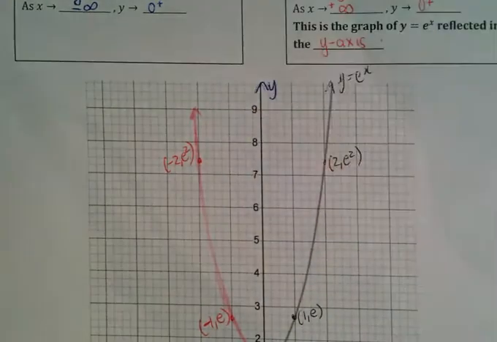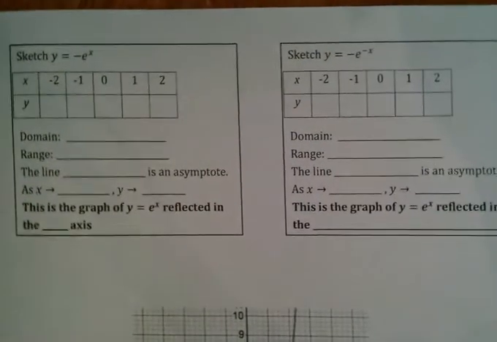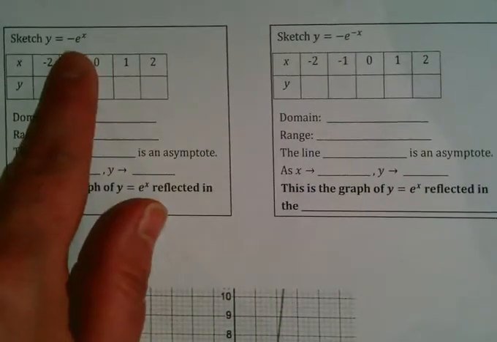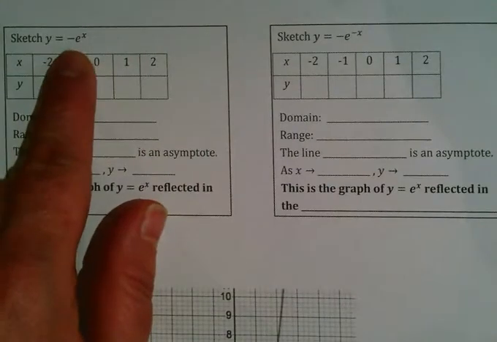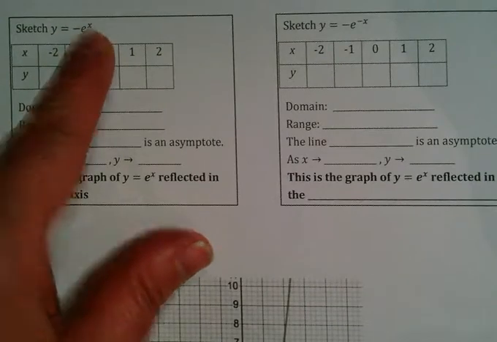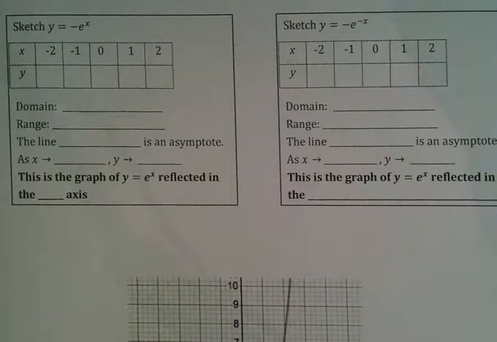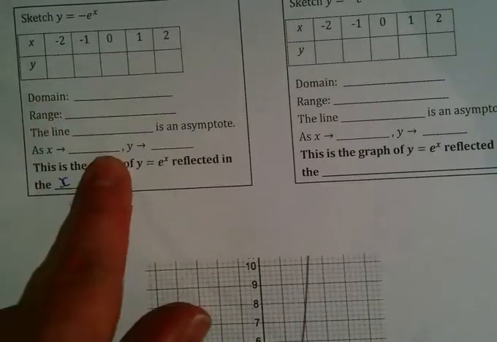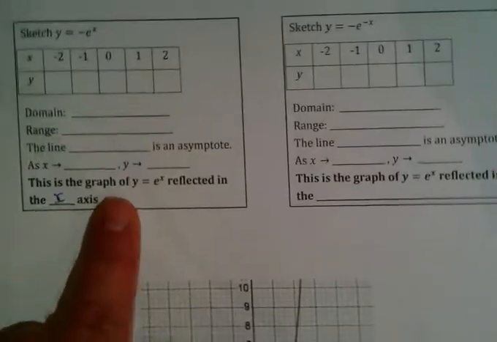On the next page, you're sketching y equals negative e to the x. So you've got to recognize which way e to the x is reflected this time. It's just going to be the negative of all those e to the x values. So if you just look at your e to the x values, you're just going to put negatives in front of them. So it's going to be reflected not in the y-axis this time, but in the x-axis. Now, just be careful there with your domain and range. You might want to plot it first and then come back and fill all this out.